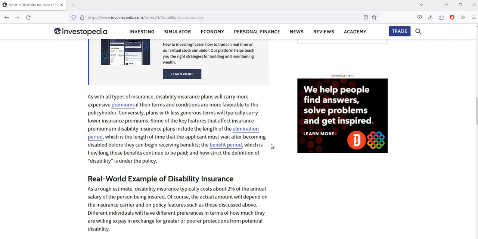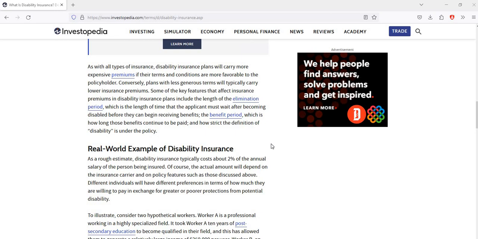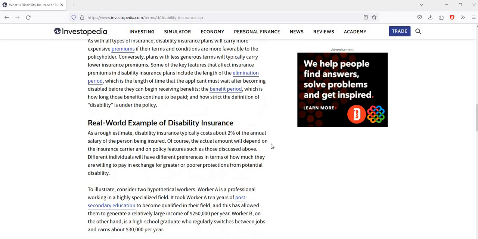As a real world example of disability insurance, as a rough estimate, disability insurance typically costs about 2% of the annual salary of the person being insured. Of course, the actual amount will depend on the insurance carrier and the policy features discussed above. Different individuals and different professions determine how much they are willing to pay in exchange for protection against potential disability.